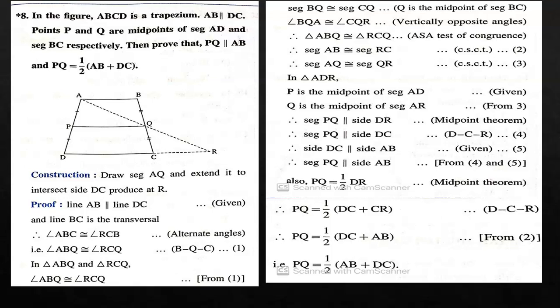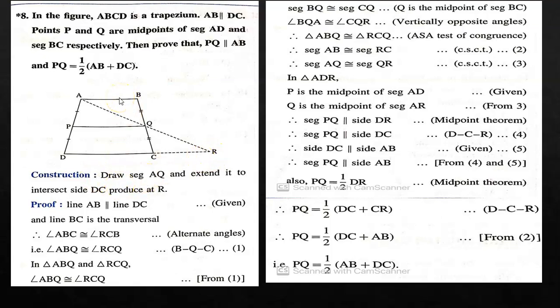Question number 8. In the figure, ABCD is a trapezium. AB is parallel to DC. Points P and Q are midpoints of segments AD and BC respectively. Then prove that PQ is parallel to AB and PQ is equal to half of AB plus DC. In order to do this, we need a small construction, and that is: draw AQ and extend it to intersect DC produced at R. So let us start.